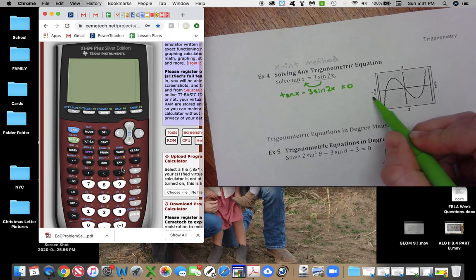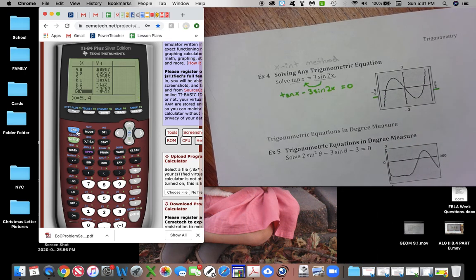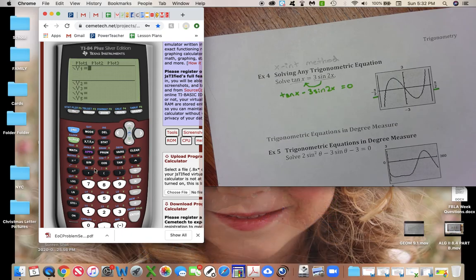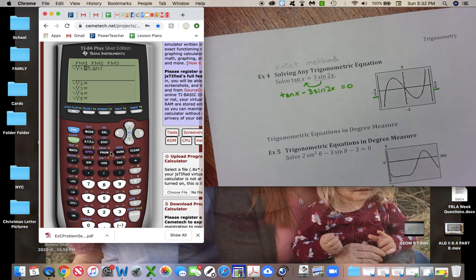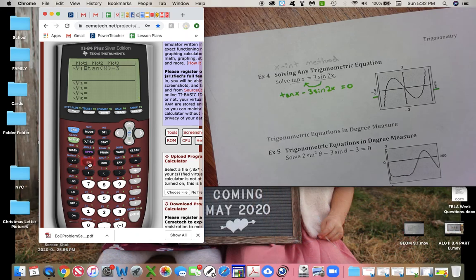Still want to be in radians. That's what this graph is showing over here. So I want to make sure that I am still in radians. Let me go to mode. Yep, radians still there. And y equals. I'm going to clear him out, and I'm going to start over with tangent x minus 3 sine of 2x.